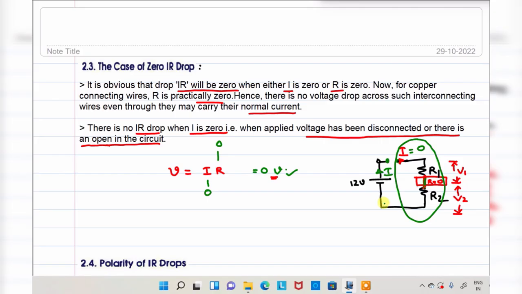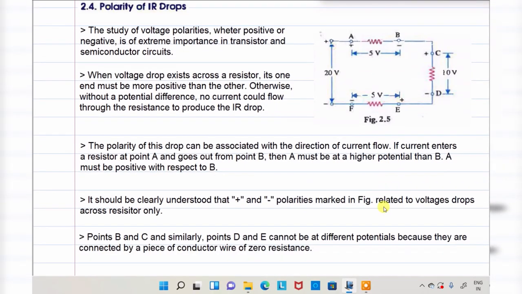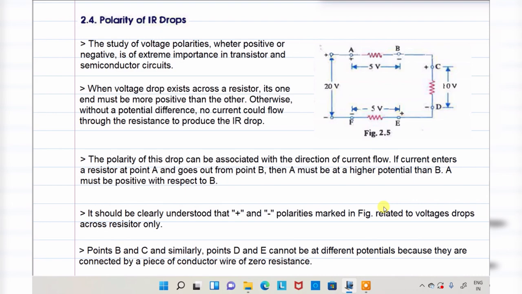This particular topic is not only useful for your theoretical objective questions, it is also useful for your further discussion of transistors, diodes, as well as instrumentation concepts like bridges. This is a very important concept, so everyone understand clearly this basic idea about all these concepts.